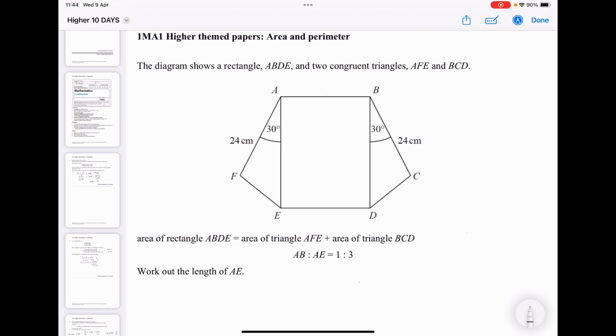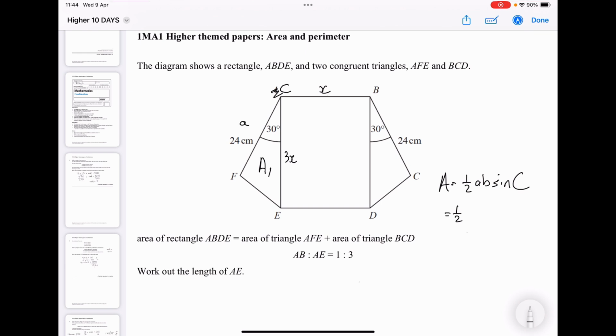Now AB, I've got 1 to 3, so I'm going to say that this is x and this is 3x. So using some algebra, I want to look at the area of the triangle AFE, area 1. Now the area of the triangle is a half ab sine C, and I'm going to say that this is big C.